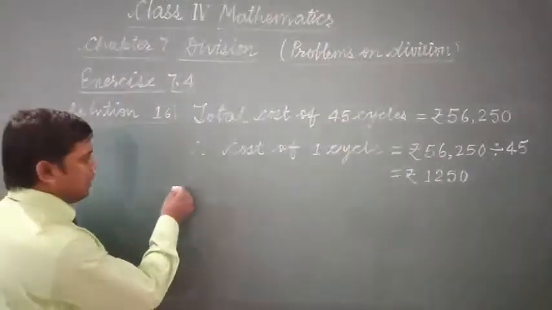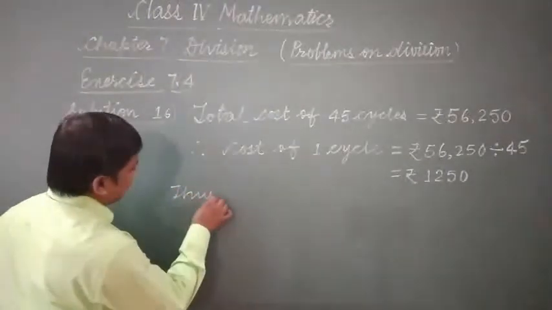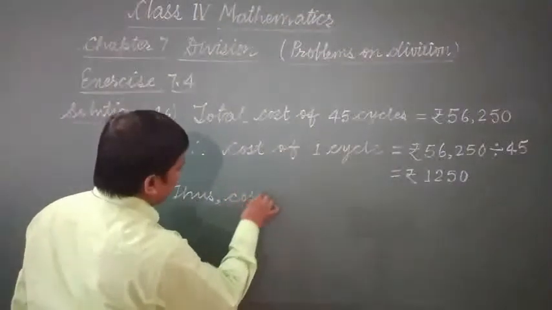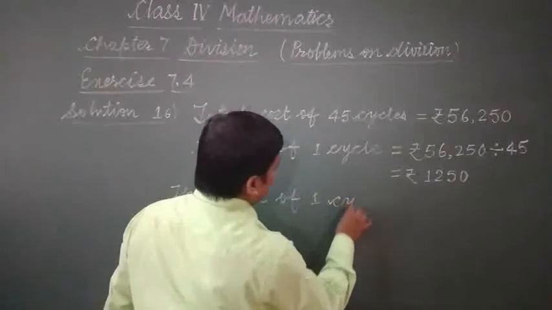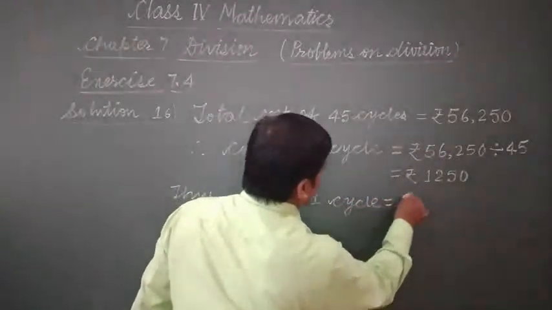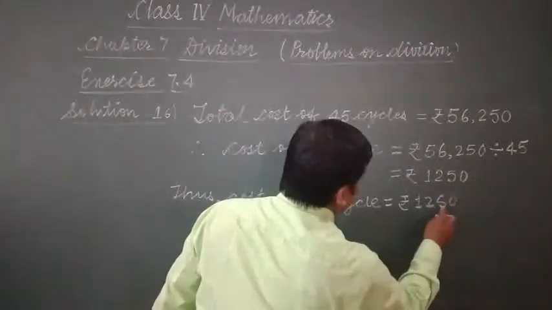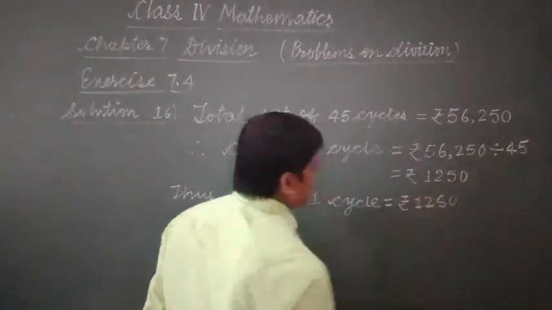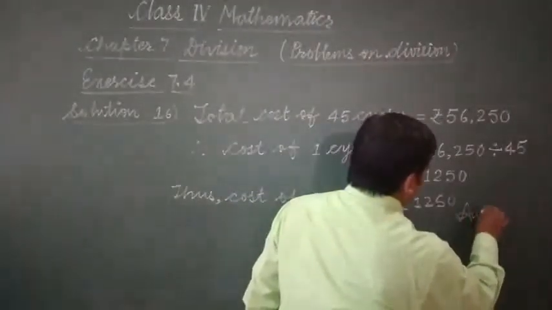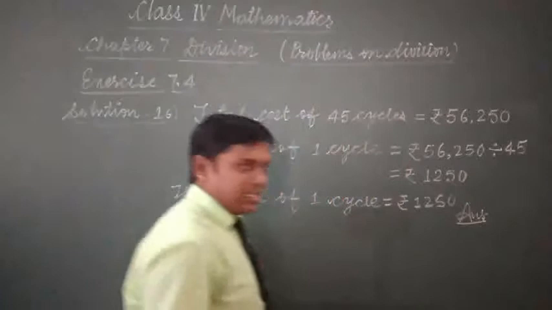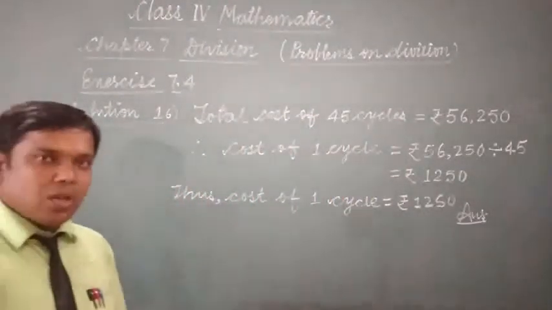And our last one, thus cost of one cycle is equal to rupees 1,250. Answer. This is the required answer. I hope you understood this solution also.